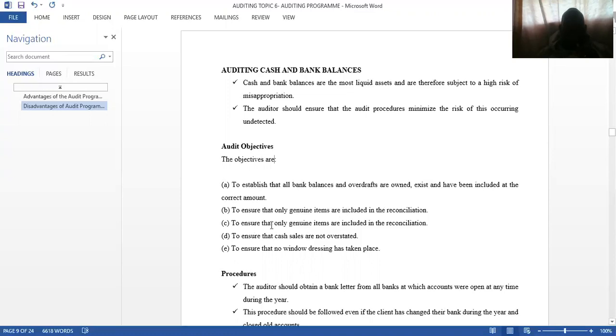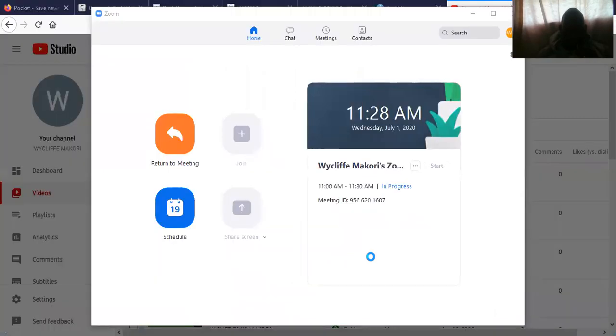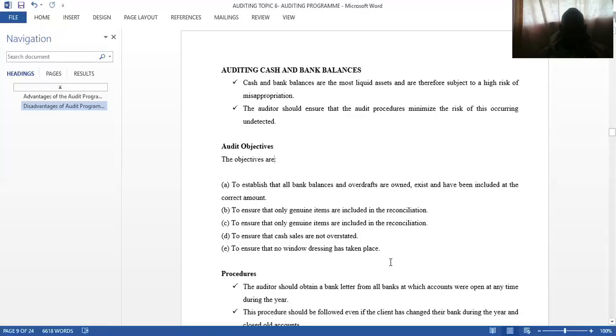The third objective is to ensure that only genuine items are included, which is a repetition of the second point, and to ensure that cash sales are not overstated. By overstating here, if for example you have sold goods worth 15,000, then it should be captured as 15,000 and not more than that. And to ensure that no window dressing has taken place, meaning that some items might have been hidden somewhere and then are now being captured as expenses spent, which is not actually true.